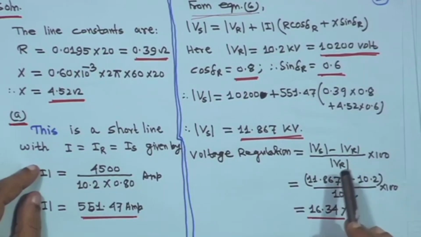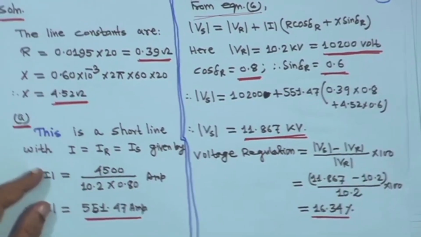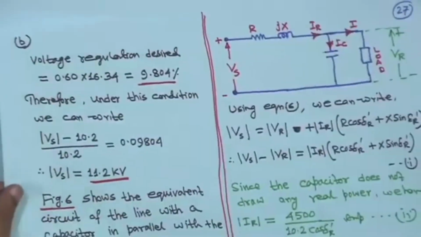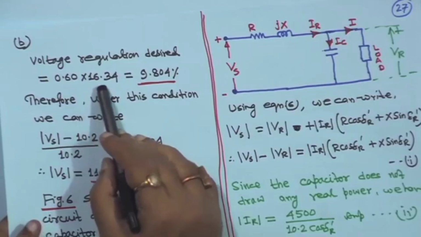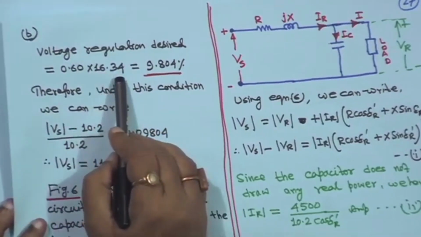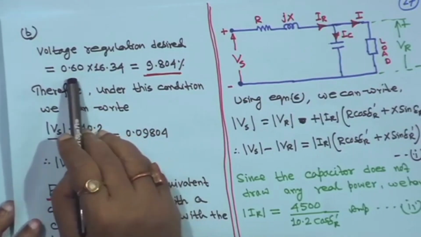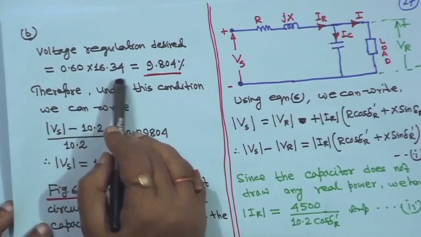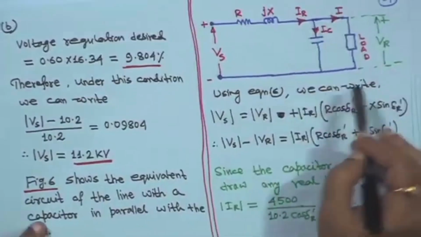So, this is the voltage regulation, which we basically compute with respect to the receiving end voltage, right. Now, part B shows that you have to improve that voltage regulation. That means in the first part regulation was 16.3%, but in the second part we want to make it 60% of this voltage regulation by connecting a shunt capacitor across the load.